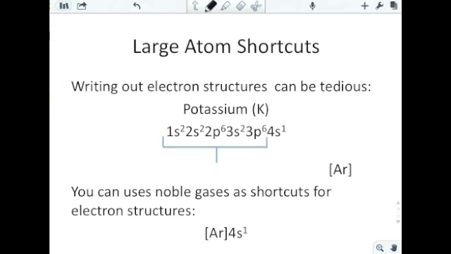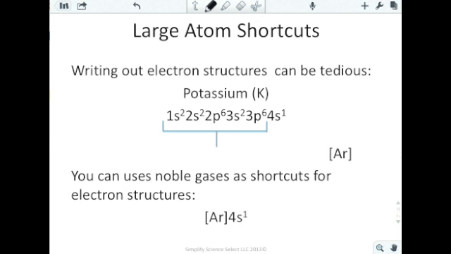So let's look at if we have larger atoms. That can get really, really big. If we're looking at our periodic table and say we were doing something that had 86 electrons, that's a huge amount of 1s2, 2s2, 2p6, and all of those, and it just keeps going on and on for a long time. And so to make a shortcut, we write out electron structures. They're tedious, but basically we call this the noble gas notation, or the noble gas shortcut.